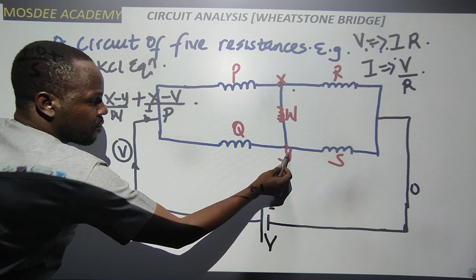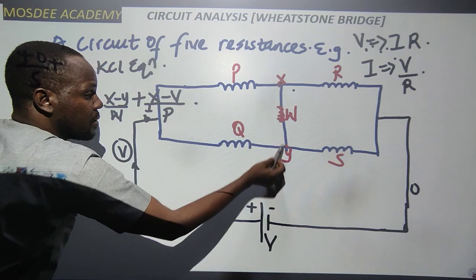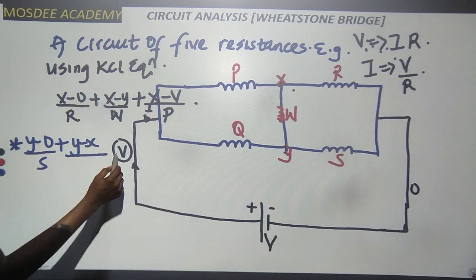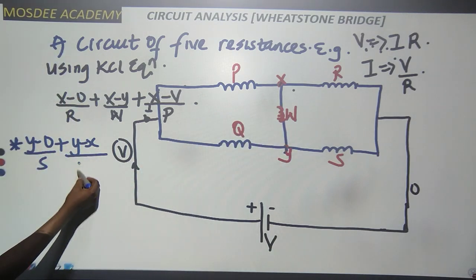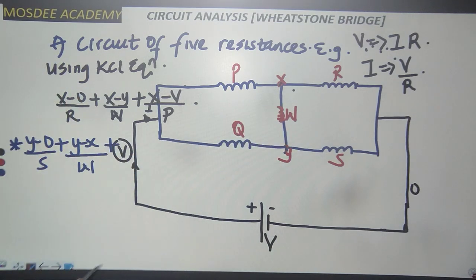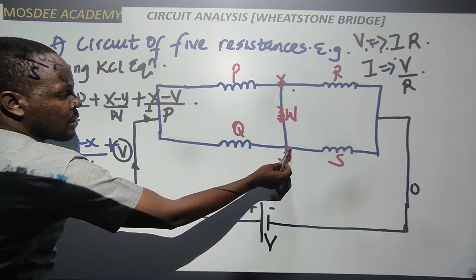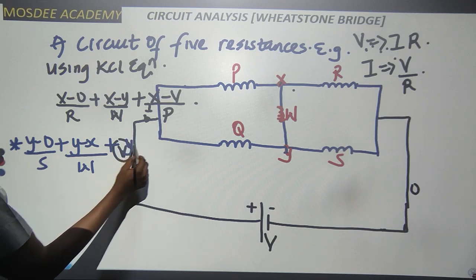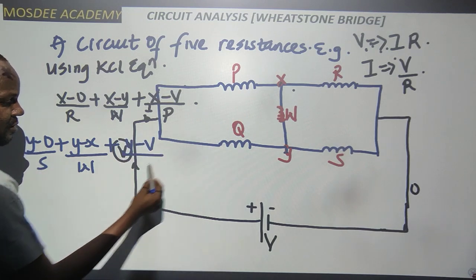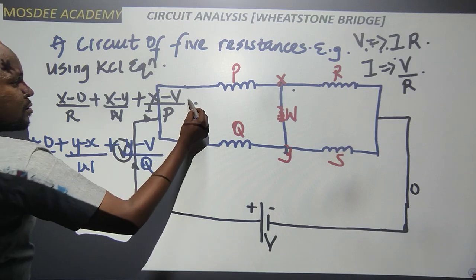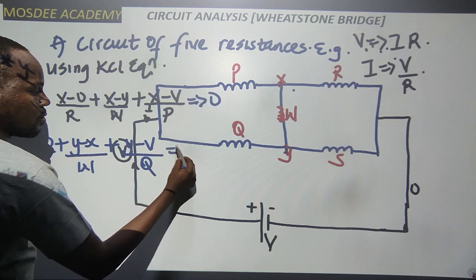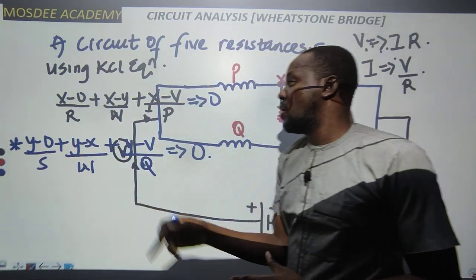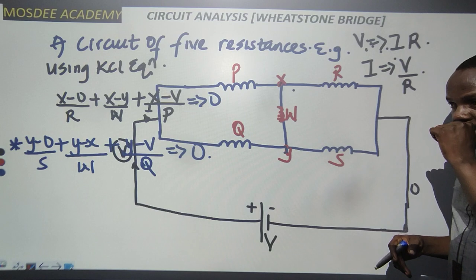Now, moving from Y to X, it will be Y minus X over W. Then the last one, plus the one moving from here to here, that is Y minus the potential here, V, over the resistance Q. The sum equals zero, that's the law. The sum total of all the currents passing through a particular junction is equal to zero.